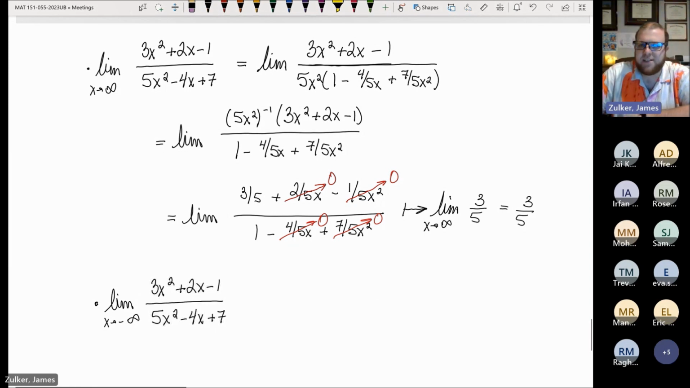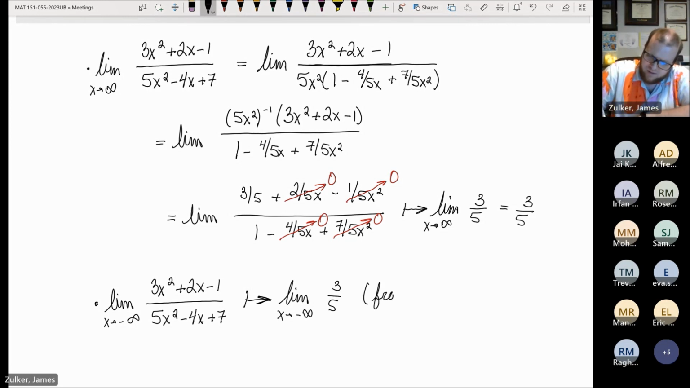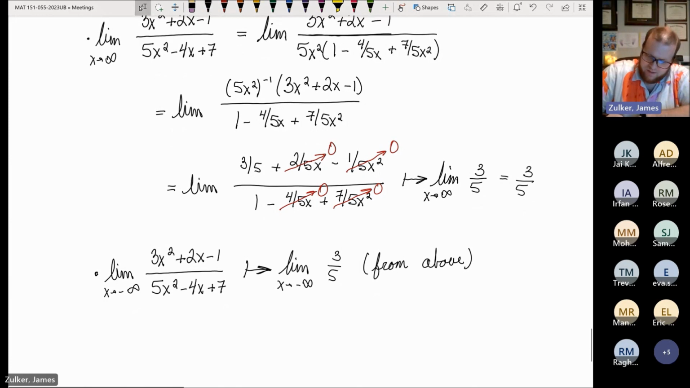Same function, except now we're approaching negative infinity. Well, isn't all of the work going to be the same? Which means this limit is also 3/5.